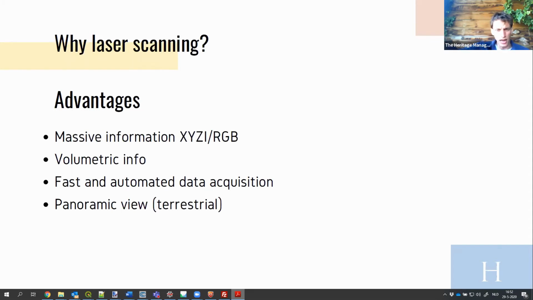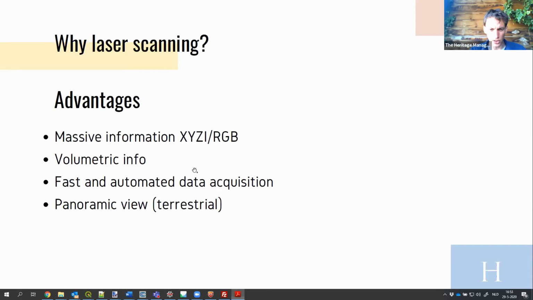You make a scan on day 1, you make a scan on day 2, and it's very easy to extract volumes out of it expressed in square meters, for example. But that's also an advantage that holds for photogrammetric applications. Compared to photogrammetry, the acquisition of the data and the degree of automation of the data acquisition is very high. So fast and automated data acquisition is a very interesting advantage of laser scanning. And it also gives you a panoramic, at least for a terrestrial perspective, a panoramic view that can also be an advantage.